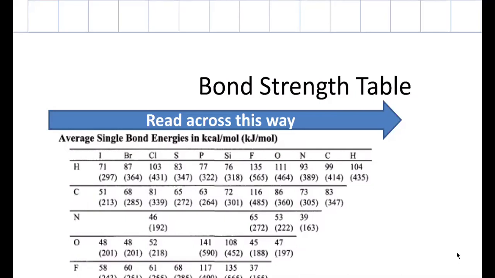So I broke a carbon chlorine, so I'm going to highlight that. Here's carbon. I want to go down to chlorine, which is here. So that's 339. And then I made a carbon nitrogen bond, so I'm going to highlight nitrogen in a different color. The carbon nitrogen bond is 305. Anybody not following how we're reading this chart?